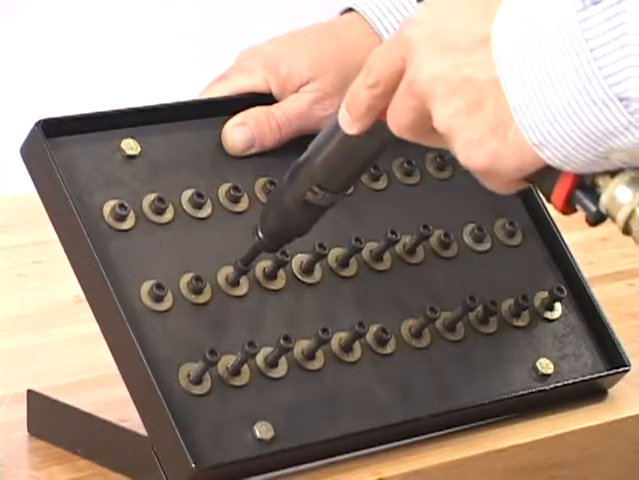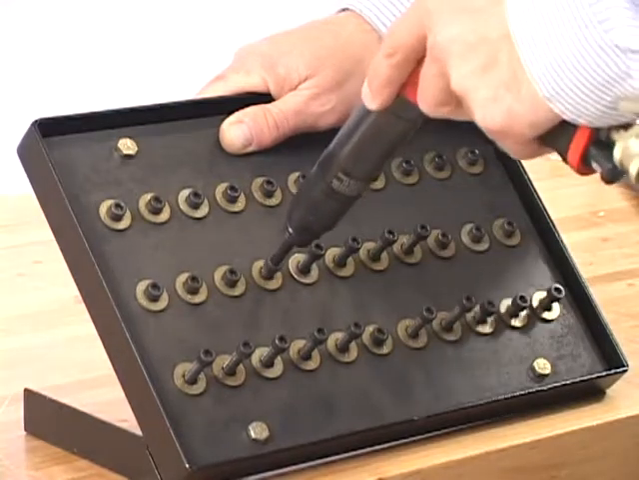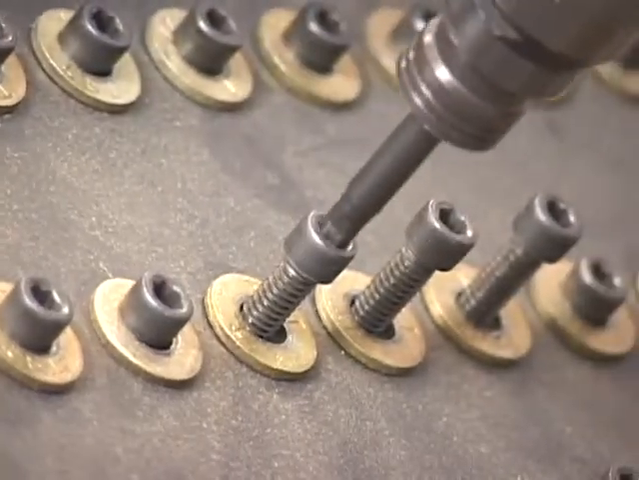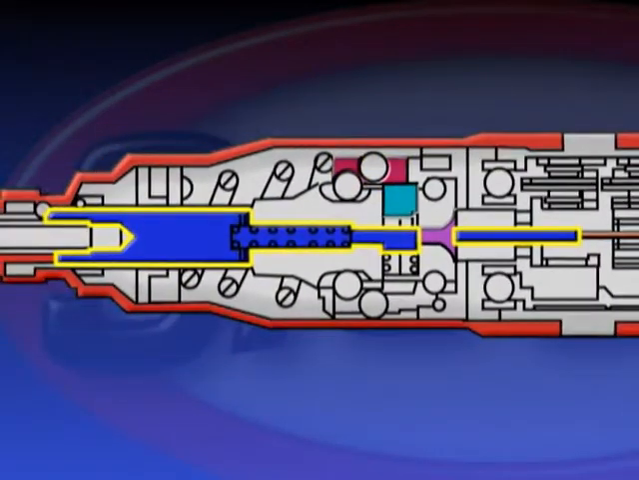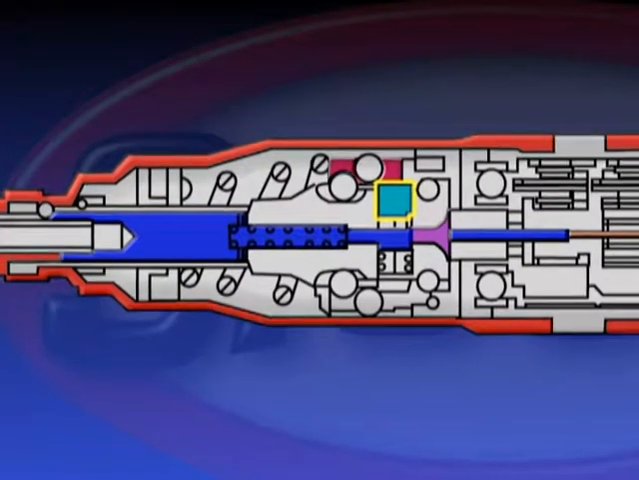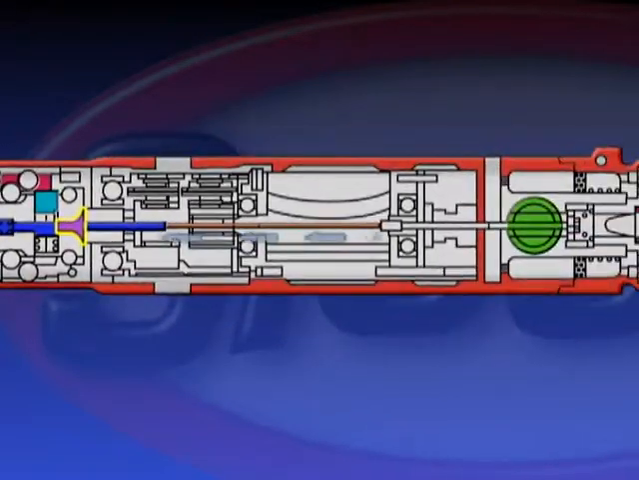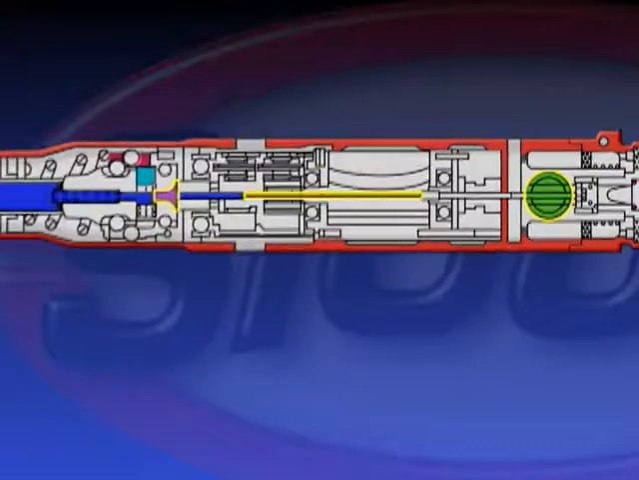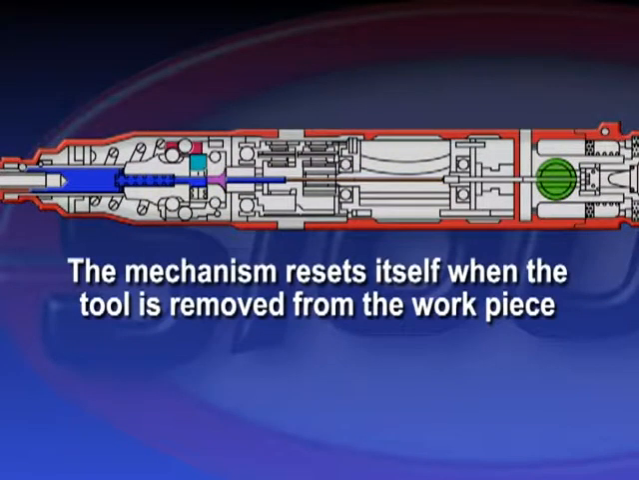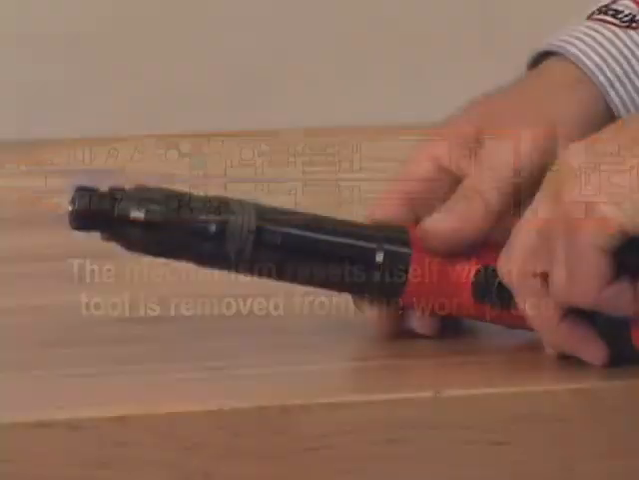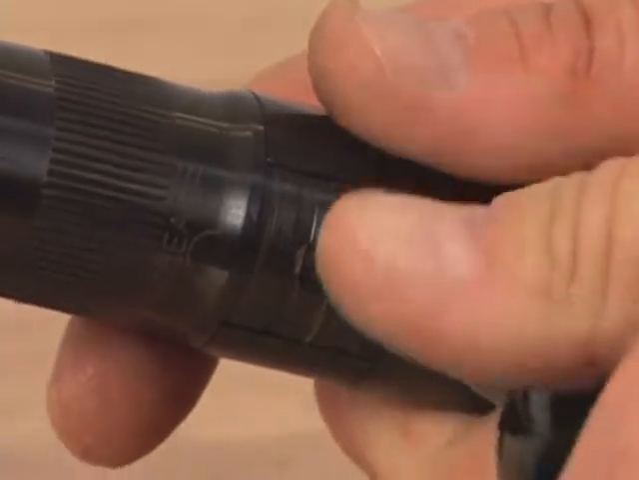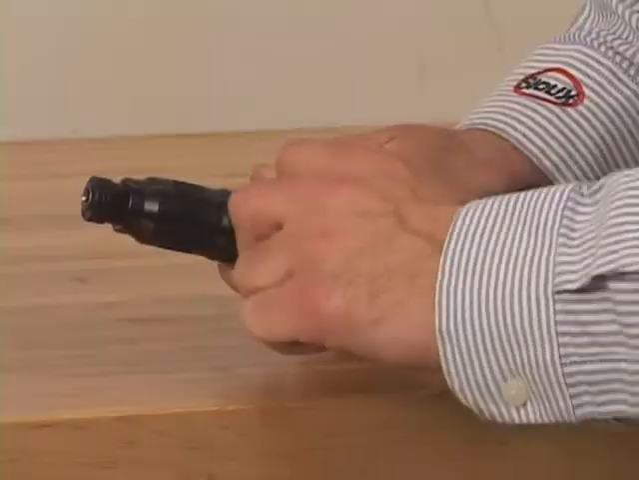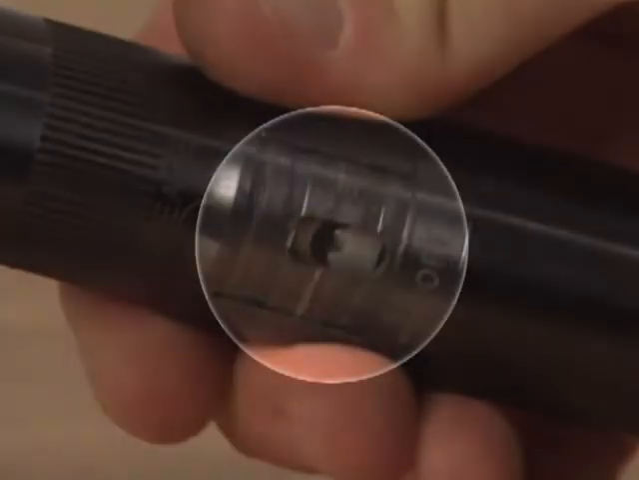The torque control clutch's output is determined when preset torque is reached and the driven cam and spindle come to a stop. The driver cam then rotates around the stationary spindle, depressing the pin actuator. This frees the release pin, which moves forward along with the push rod and shutoff valve, stopping the air supply to the motor. The mechanism resets itself when the tool is removed from the workpiece. The torque level can be adjusted by increasing or decreasing the amount of spring load on the clutch cams. Adjustment is accomplished by turning the tool's adjustment nut, accessible through an opening in the clutch housing.